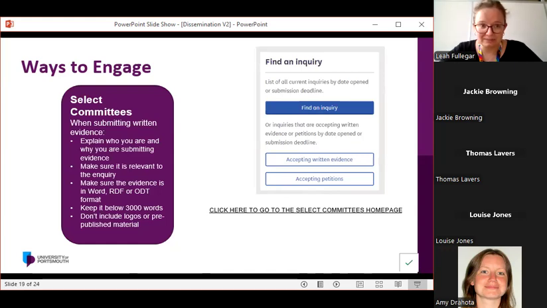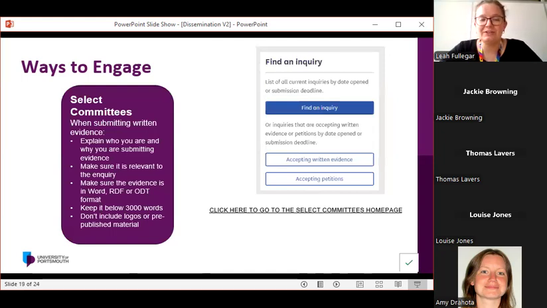Finding active select committees can be a bit tricky as they're not permanent groups. When they're set up, they all have their own websites and their own Twitter accounts that then go dormant once the committee is finished. It will only exist for as long as they're investigating that specific topic. However, it's easy to see what committees are active if you go to committees.parliament.uk.